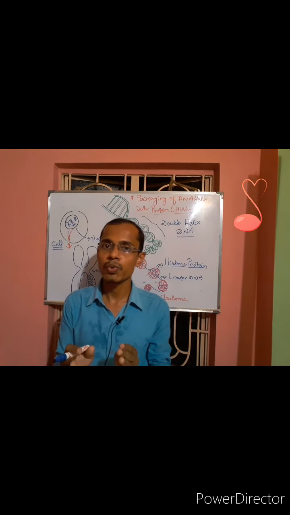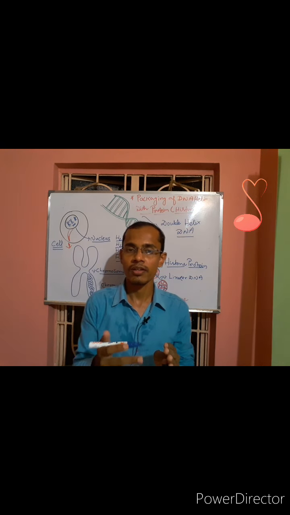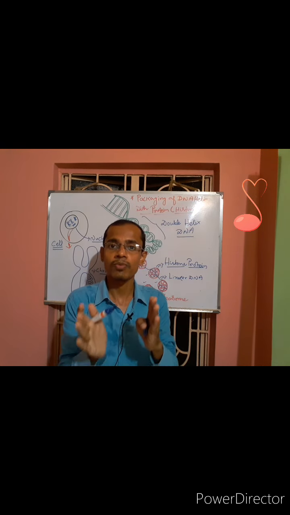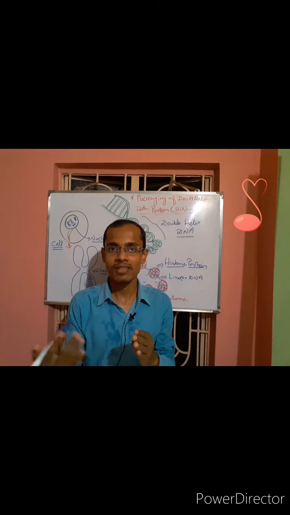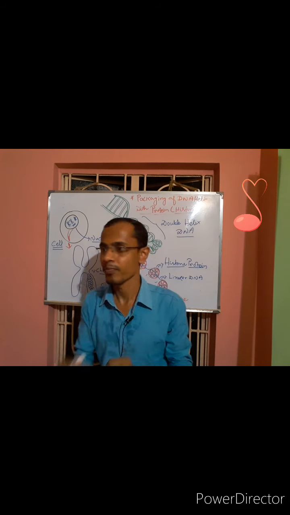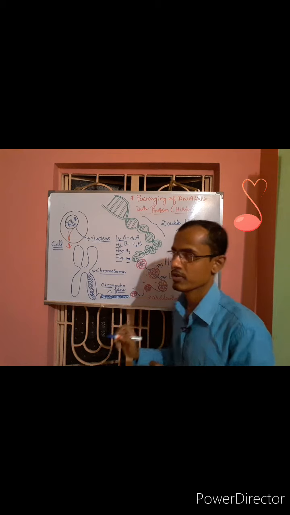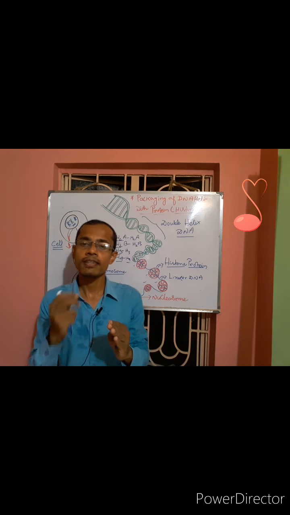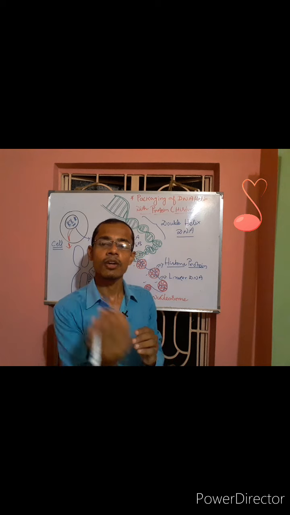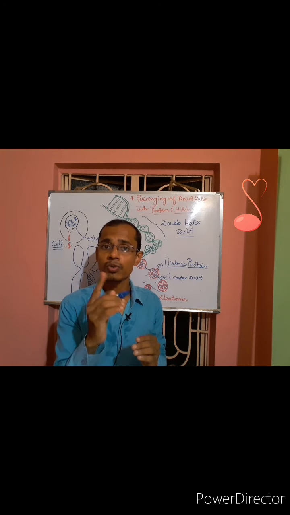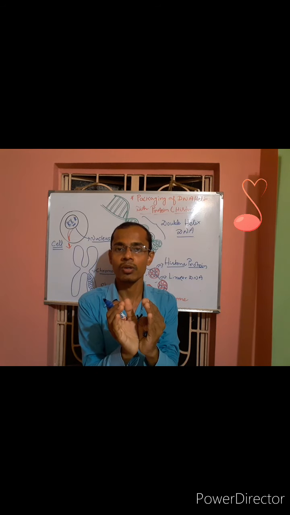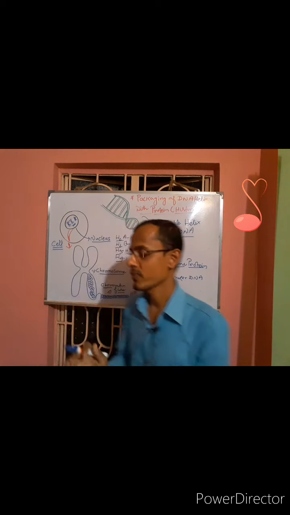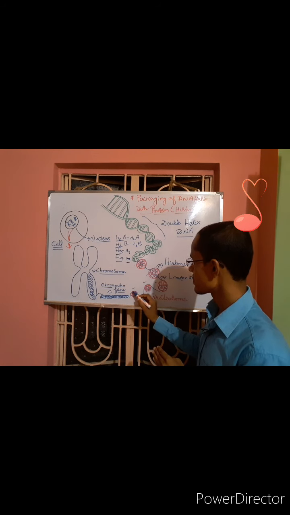That means H2A, H2B, H3, and H4. These 4 molecules are divided again, so 2 H2A, 2 H2B, 2 H3, and 2 H4, like that 8 molecules are there. That's why it is known as histone octamer. But surrounding this histone octamer, DNA molecules are there, and this total structure, DNA wrapped around the histone octamer, is known as nucleosome. This is nucleosome because it is the histone octamer wrapped with the DNA molecules.